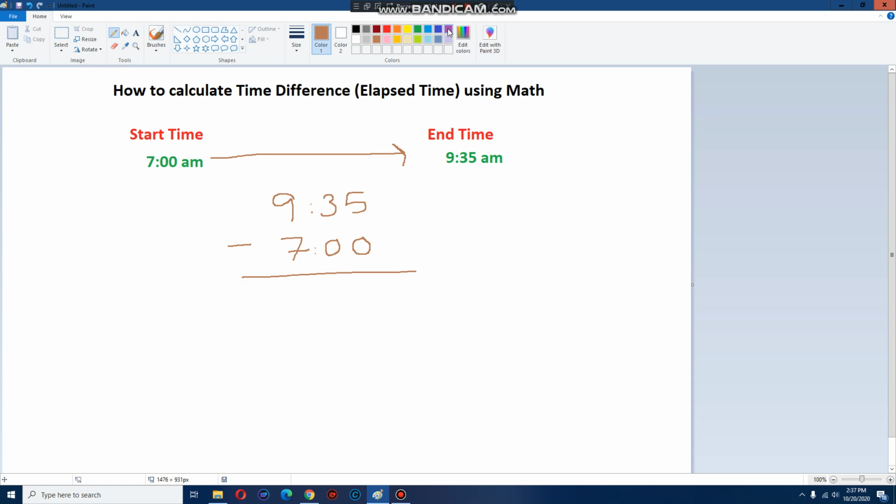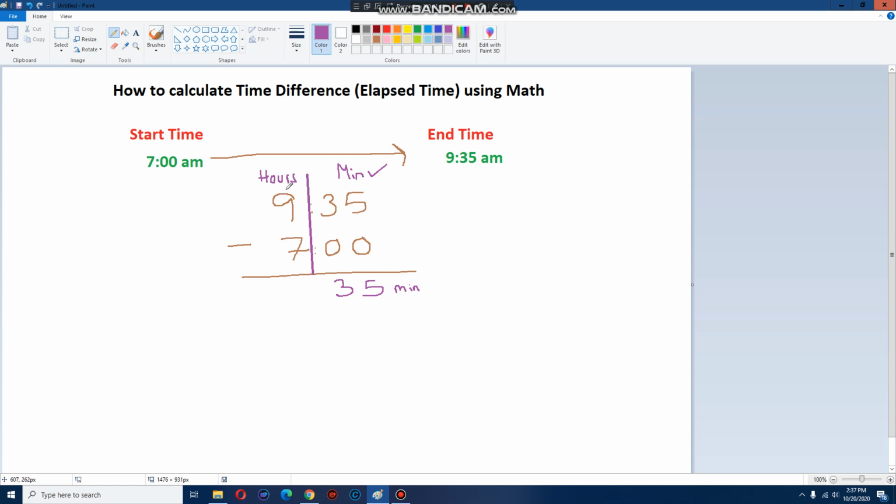Now, before I do the actual minusing part, I'm just going to divide my hours and minutes so I don't get confused by it. On this side, I have my hours, and on this side, I have my minutes. I'm going to start with the minute side. Let us do straightforward subtraction. 5 minus 0 is 5. 3 minus 0 is 3. So already I know that there's 35 minutes elapsed time.